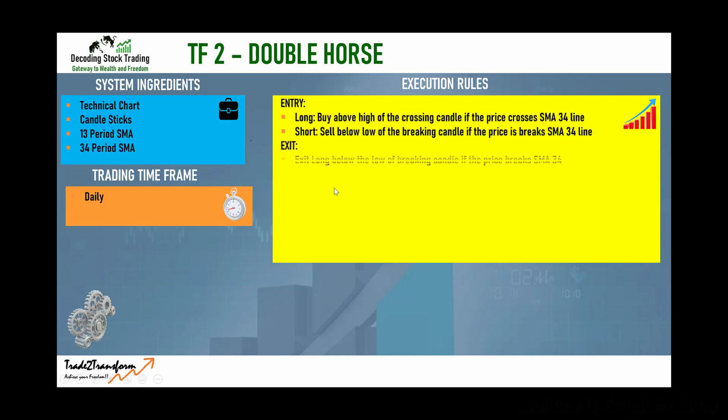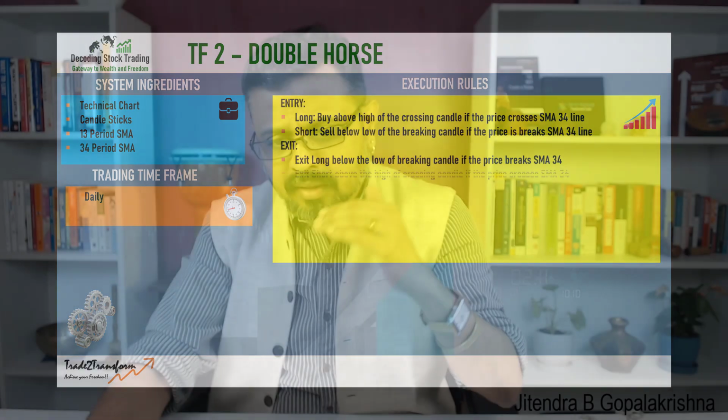Now exit is just the opposite of that. You will exit long if the price goes below the 34 SMA, and you will exit short if the price goes above the 34 SMA. Entry is more or less similar to the previous setup where we were using 20. Here we are using 34.